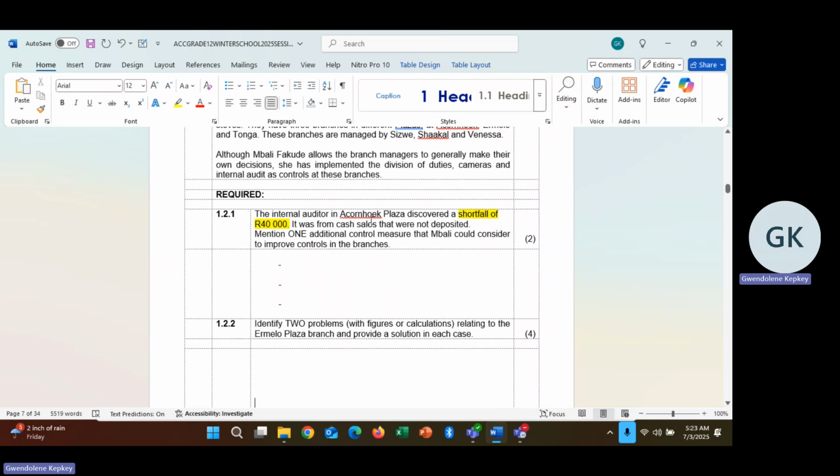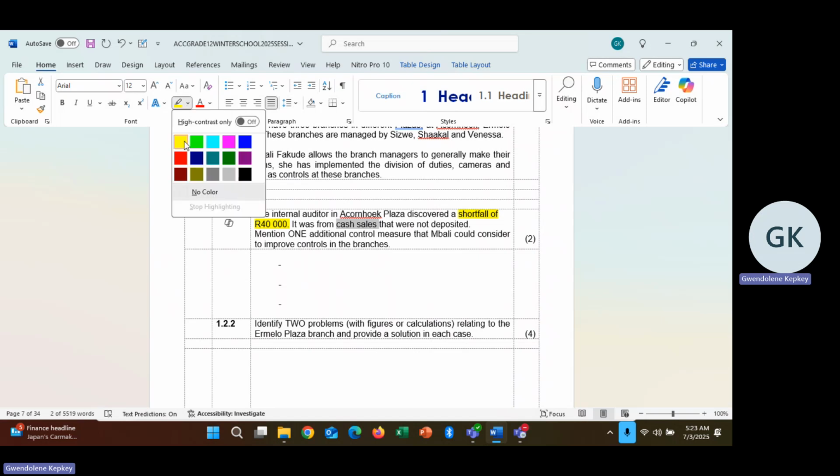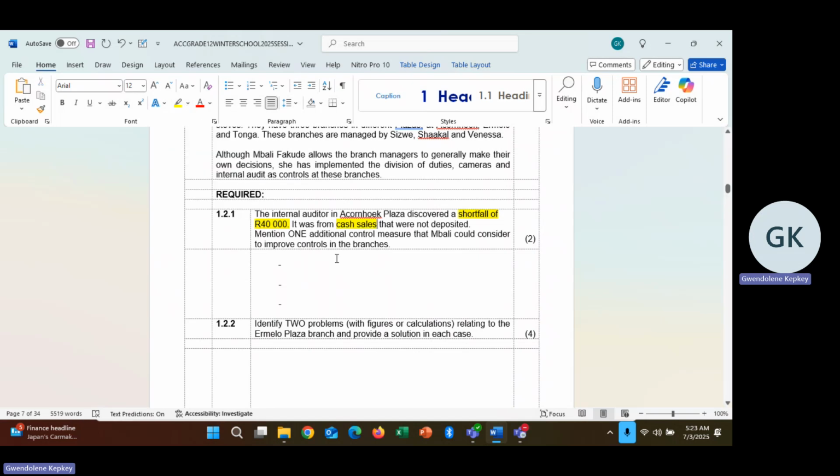The internal auditor discovered a shortfall of 40,000. What does that relate to? It was specifically for cash sales. If it is for cash sales, surely that amount of money had to be deposited in full, but 40,000 was missing and was not deposited. An additional control measure needs to be mentioned that she can put in place, apart from those measures she has already put in place, in order to have better control.